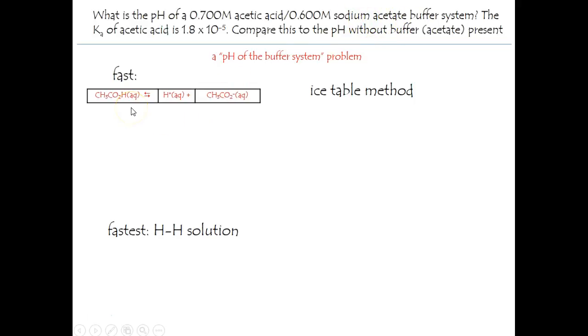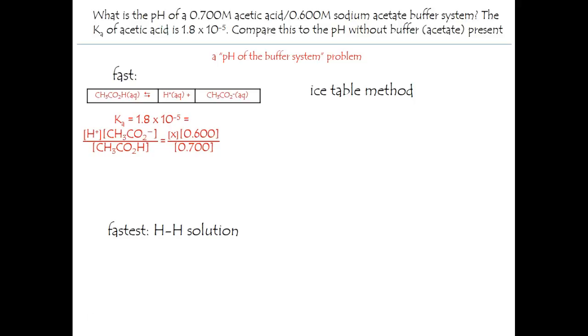So you can say to yourself, what is the K for this? We take a generic equilibrium approach to this. It's the concentration of the products, which is hydrogen ion and acetate ion, over the reactants, which is simply acetic acid. They give you everything except the concentration of H+. If we're going to get pH, we need to solve for X because that is the hydrogen ion concentration.